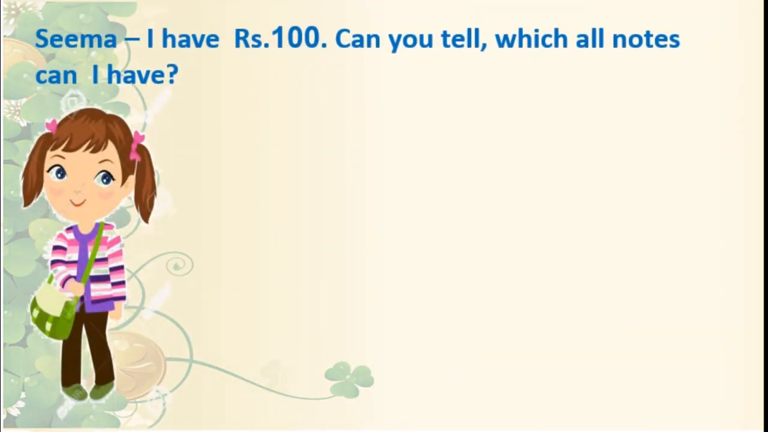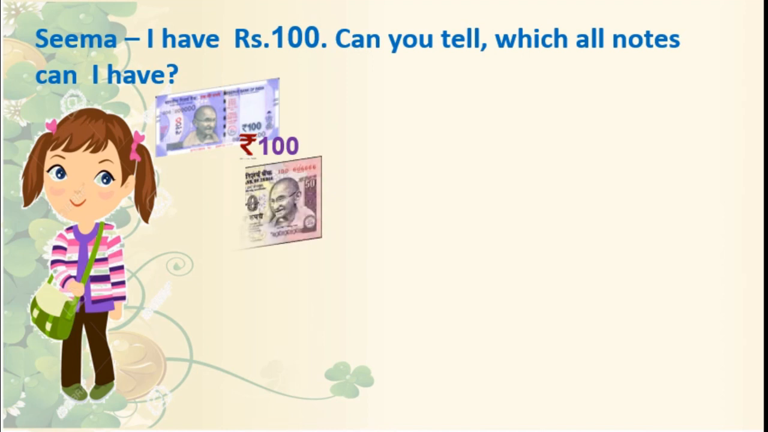Seema, a girl is there. What she is telling, we'll read. I have rupees 100. She is having rupees 100. Can you tell which all notes can I have? Yes, we know, Seema. We will show her how we can give her the different notes, and that will become equal to 100 rupees. Isn't it? This is a value rupees 100.